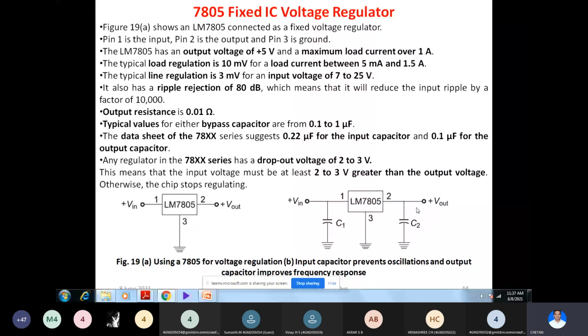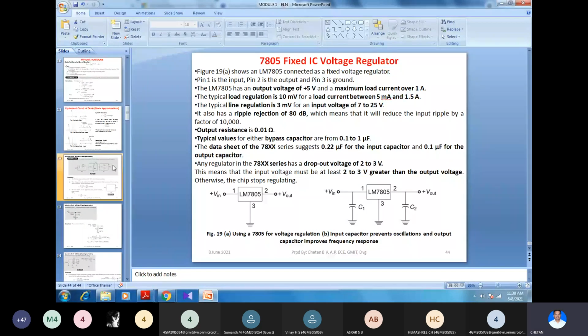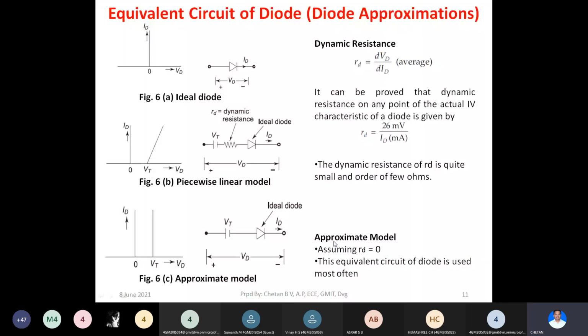After this topic, in the last class, we again visited the equivalent circuit of a diode, or the diode approximations topic, because our intention was to solve a few numericals on it. Here, what do you mean by an equivalent circuit or a model? A model is a collection of electronic components which would resemble the behavior of an actual semiconductor component. Here, the semiconductor component is the diode.